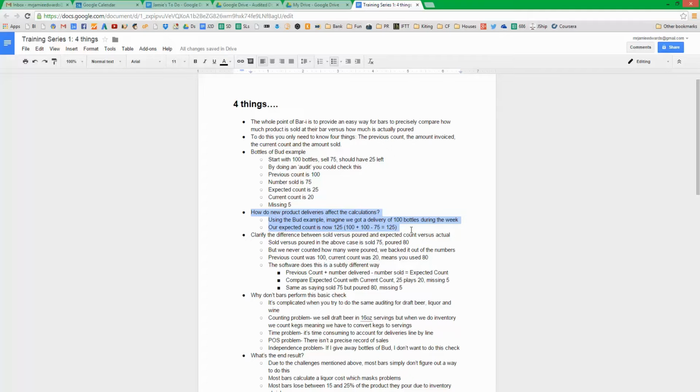Another complication is, what if we had deliveries during the week? How would that complicate things? We'd have to know that piece of information, because that would obviously affect the number we're expecting to find and therefore our calculations. So using the above example, imagine we got 100 bottles of Bud delivered at the start of the week. I'm keeping the math easy because Budweiser comes in cases of 24, so we'd get a delivery of 96, not 100, but bear with me.